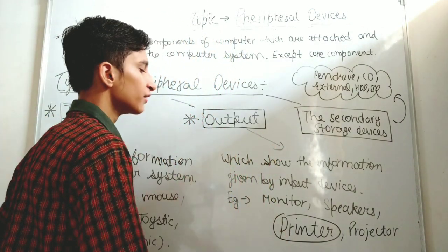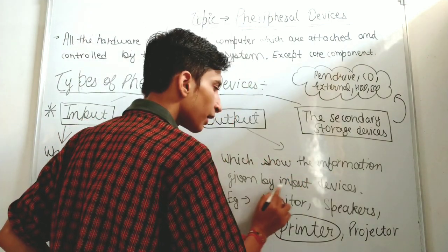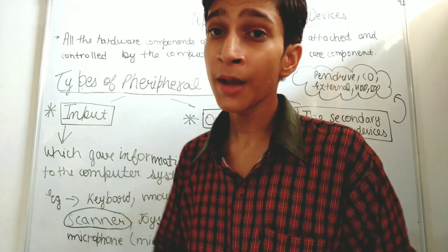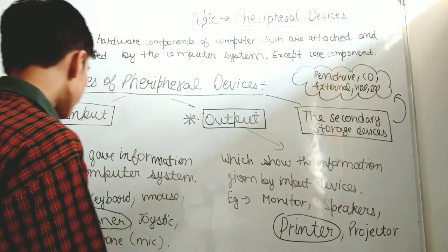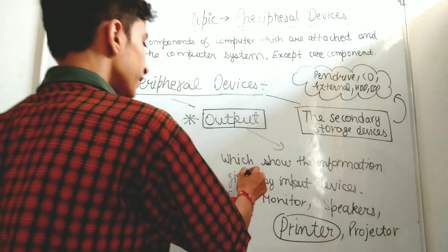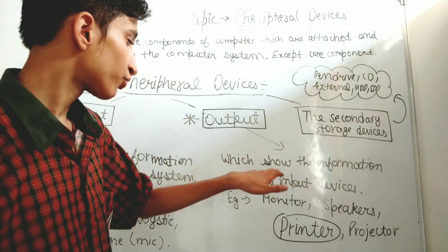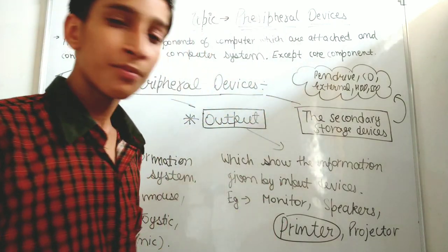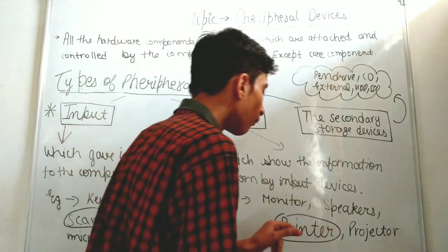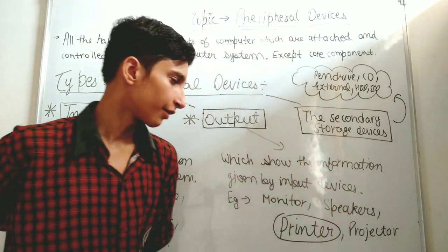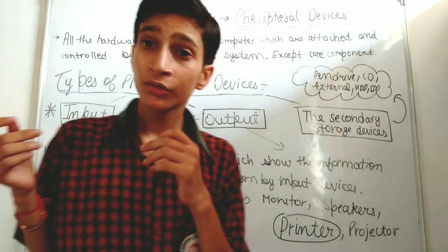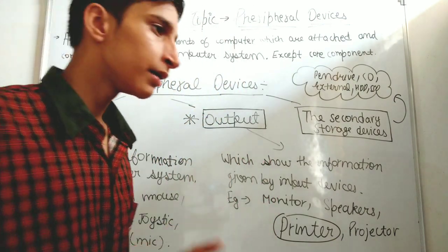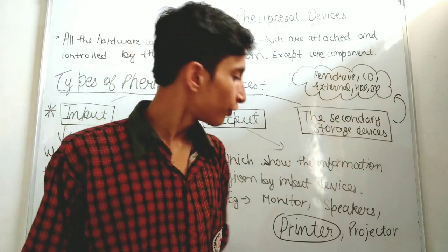Now about output devices, which show the information given by the input devices. For example, as I told you, you press the A, B, C, D keys on the QWERTY keyboard and they are shown on the monitor, meaning the output device shows the information given. The main examples of output devices are monitor, speaker, printer and projector. The monitor shows the command given by the input devices. For example, you press the A, B, C, D keys and they are shown on the monitor.